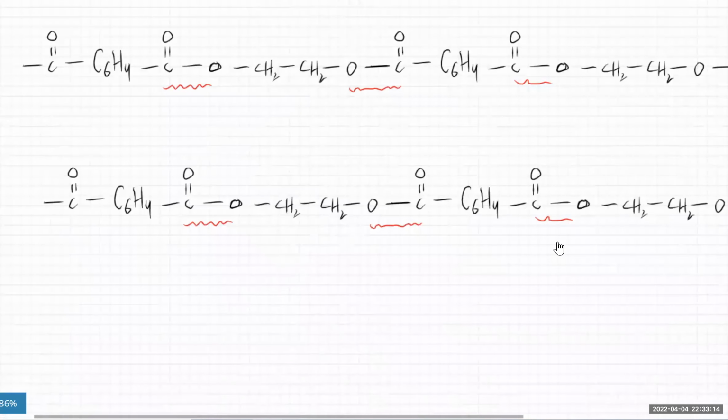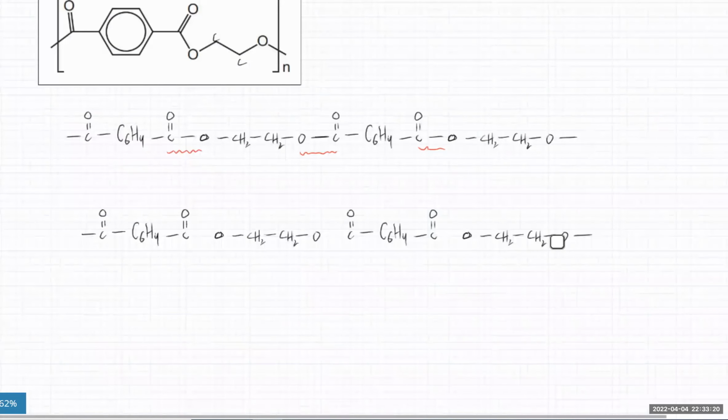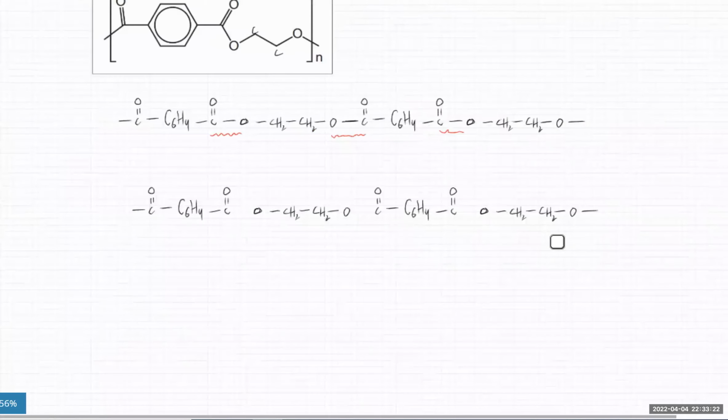So we're going to just do that. So the ester links are gone, and I'll just get rid of these side ones. So the ester links are gone.